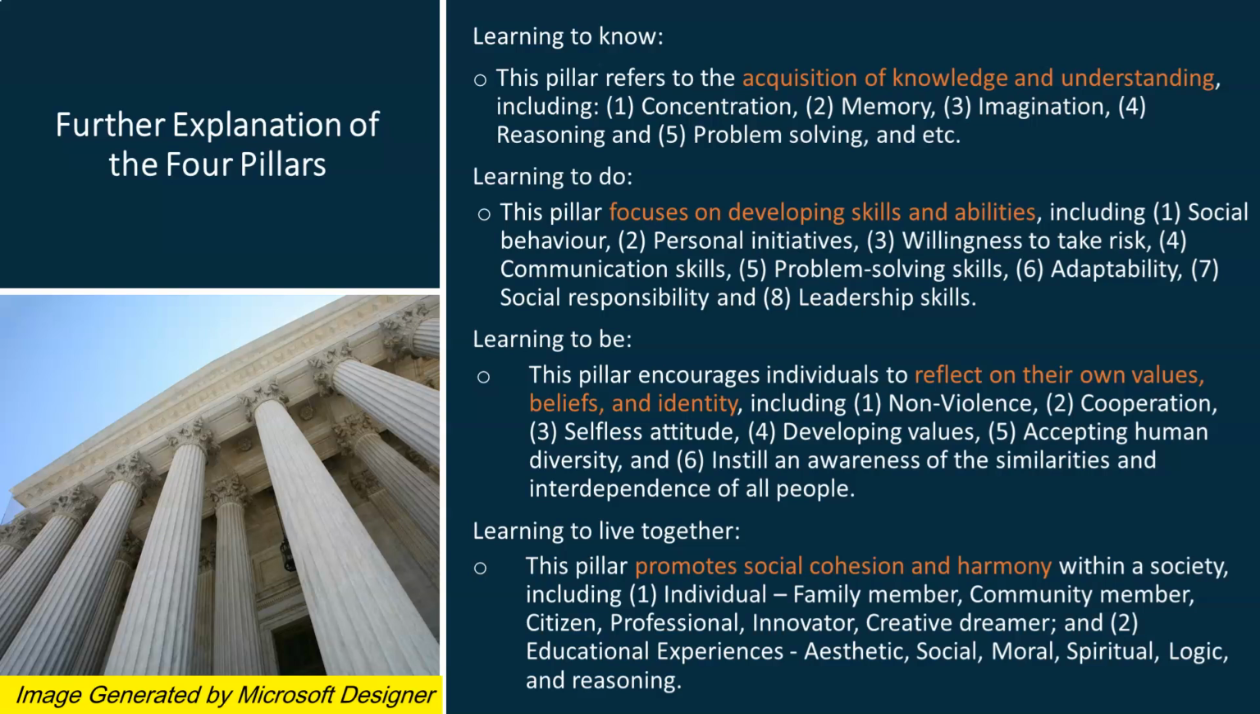4. The fourth pillar is learning to live together. This pillar promotes social cohesion and harmony within a society. It emphasizes the importance of tolerance, respect, and understanding toward others. Only by working together can we hope to achieve common goals through the following approaches. 1. Individual, family member, community member, citizen, professional, innovator, creative dreamer. 2. Educational experiences. Aesthetic, social, moral, spiritual, logic, and reasoning.